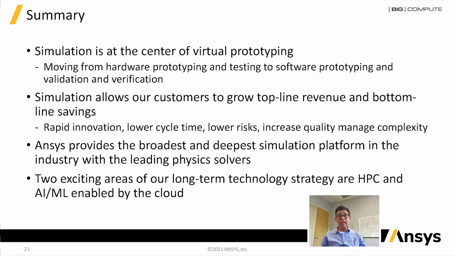Hopefully, you have understood that Ansys provides a very broad and very deep simulation platform in various industries such as automotive, aerospace, high tech, energy, and healthcare. In this presentation, I've been able to show a couple of areas of our long-term technology strategy: one around HPC, the second around AI/ML, and the third around the cloud.